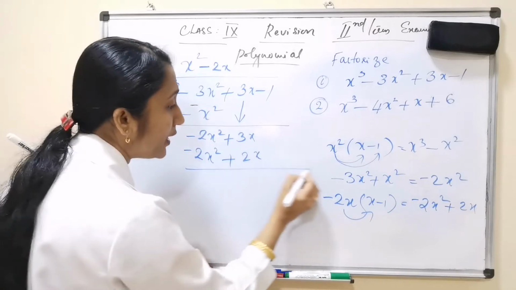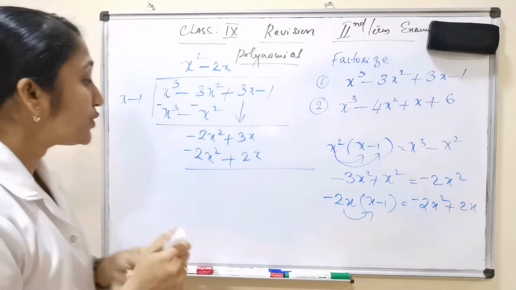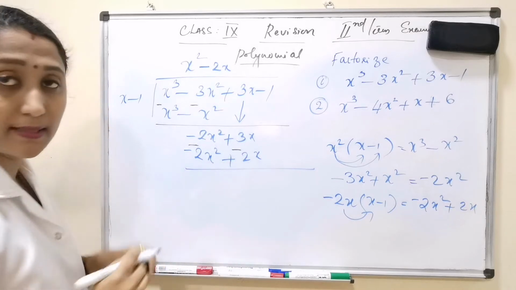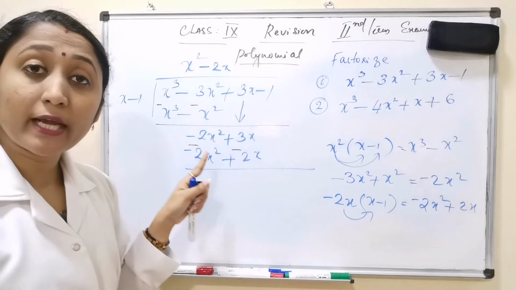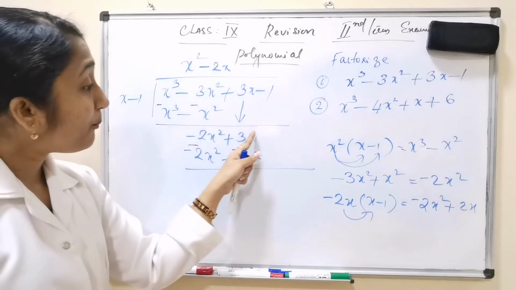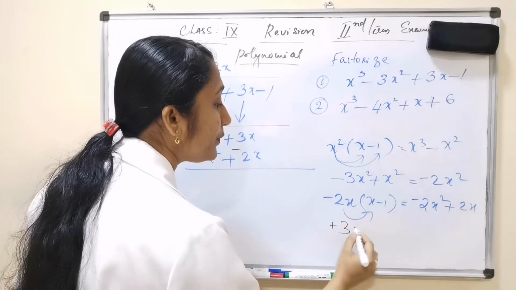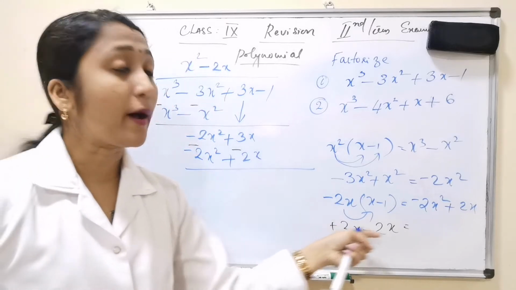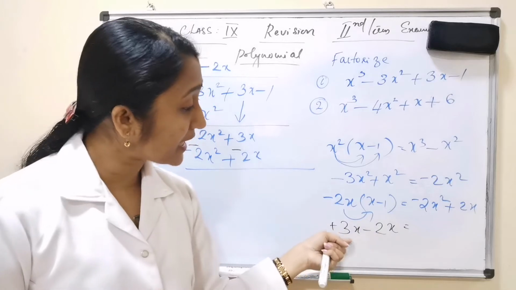Okay. Then what is the next step? We have to subtract, so change the sign. Here it becomes minus, here also minus. Then this will become positive, negative, positive, so it will be cancelled. Then plus 3x minus 2x. So these are also positive and negative. So big number minus small number, that is 3x minus 2x.